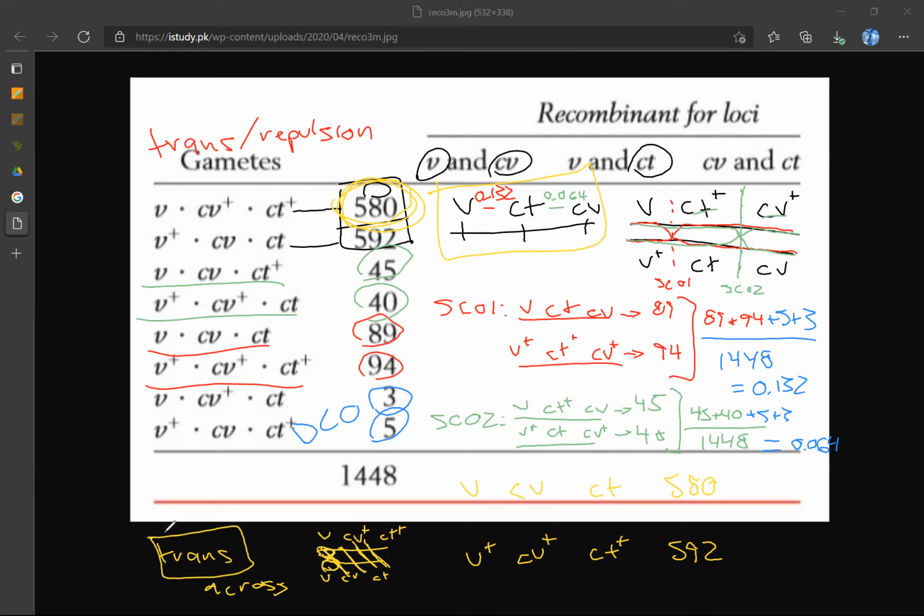Some questions in the chat. Equation would stay the same. Yes, exactly. You'd just be dealing with different actual combinations of letters. So as long as you follow this process, it's all good.